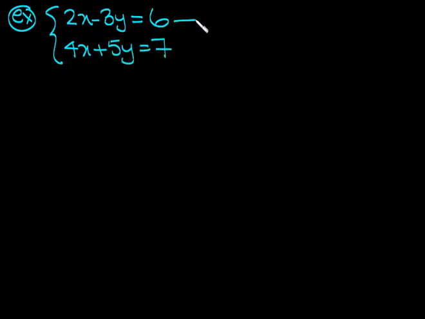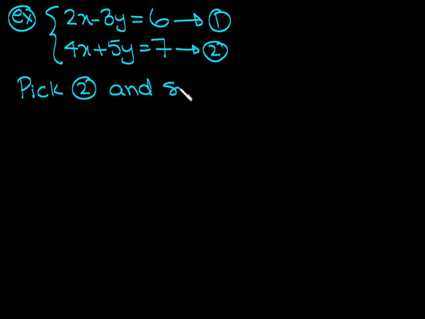So let's say I have 2x minus 3y is equal to 6, and I have 4x plus 5y is equal to 7. So this is equation 1, equation 2. Okay, now it doesn't matter which equation you pick, you're going to get fractions in this case, correct? So let's just pick one and I'll solve. Let's pick 2 and solve for y. I'm just doing this to show you it really doesn't matter which one you pick and what you solve for. If you do the algebra correctly, it's all going to work out.